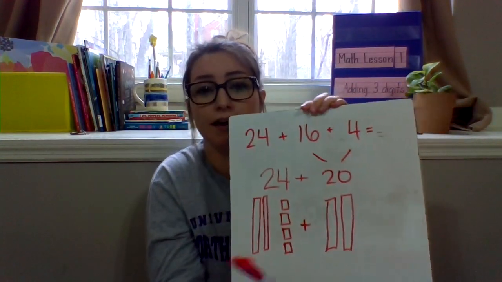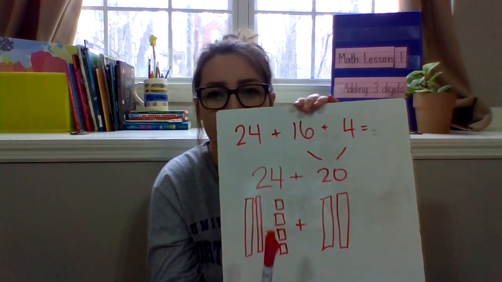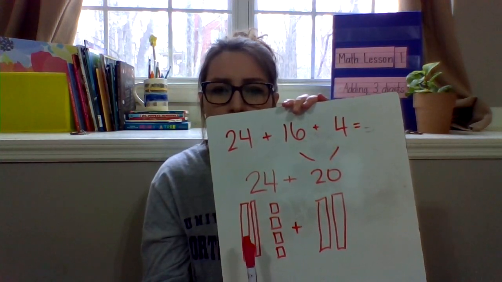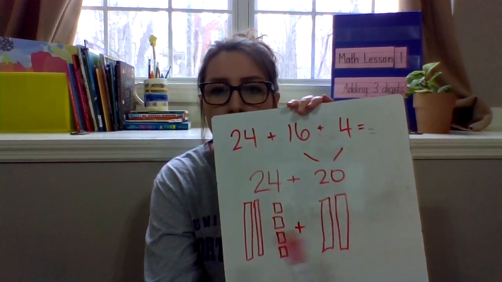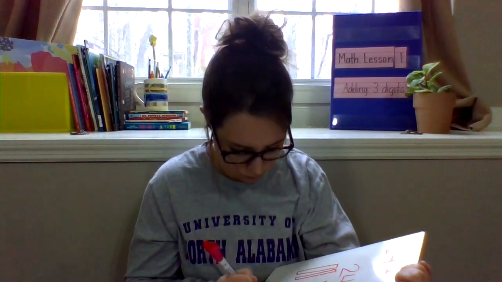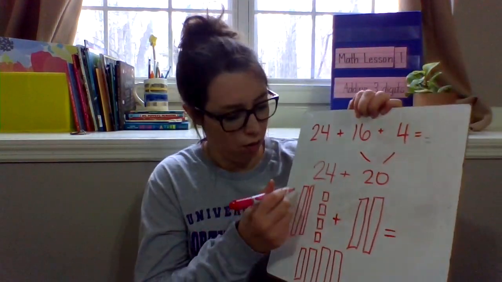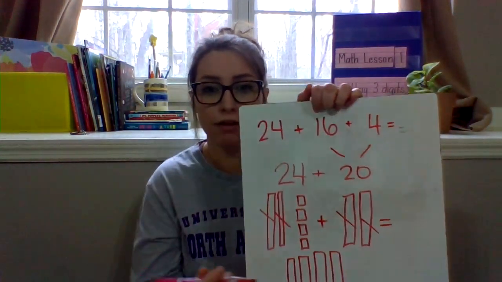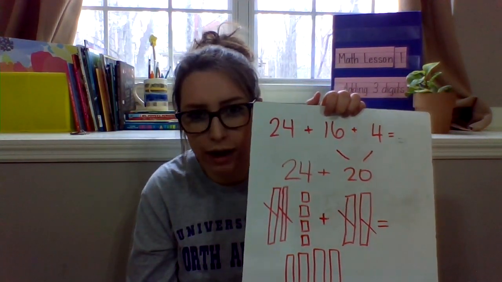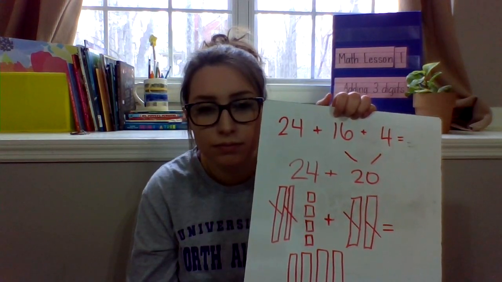What I need to do is take my 10s and my ones now and add them together. How many groups of 10 do I have all together? 1, 2, whoops, wrong way, 3, 4. I have 4 groups of 10. Let me draw that. Four groups of 10. 1, 2, 3, 4, right? 4 groups of 10. Great work. How many ones do I have? Only 4. So I'm just going to draw 4.